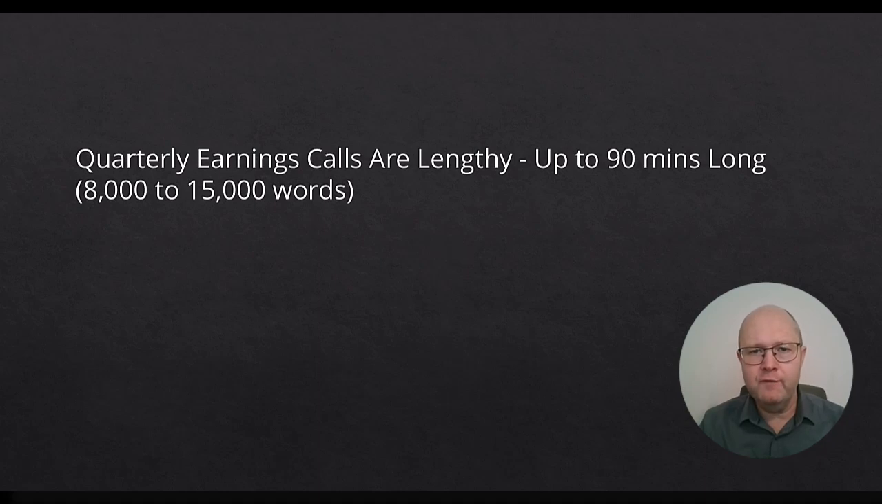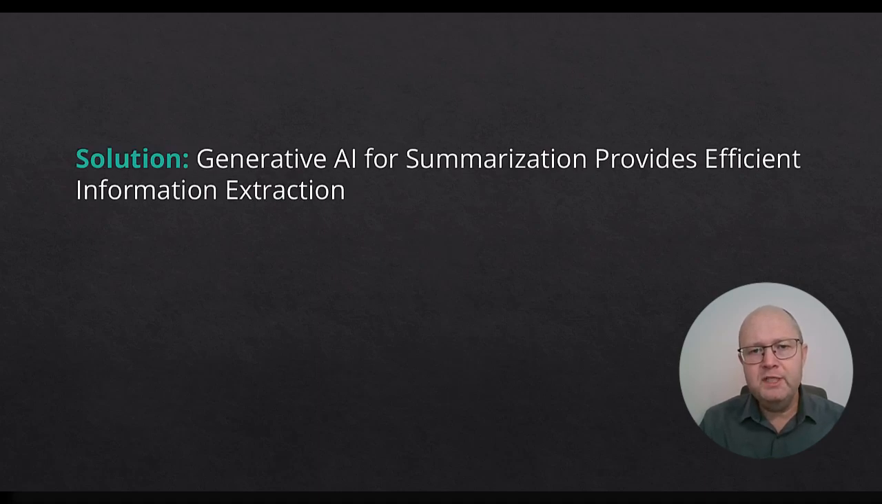Earnings conference calls, of course, can be quite lengthy, up to 90 minutes in some cases, and transcripts can range between 8,000 and 15,000 words. This is a lot of data to process, especially if you have to go through multiple calls or other financial documents in a tight time frame. The solution is to use generative AI for summarization to get efficient information extraction.